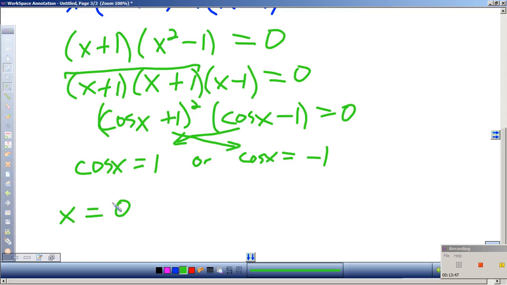What's cosine equal to at pi? Negative 1, so we can put it over here. X equals pi. So how would I write the equation for this side? 2 pi n. And how would I write for this one? Pi plus 2 pi n. Is there any way you can combine them?